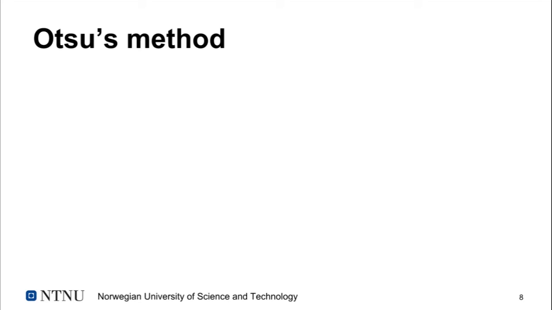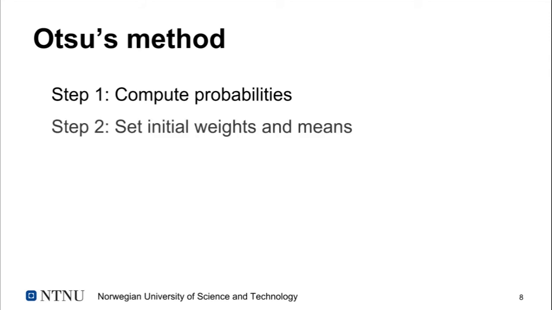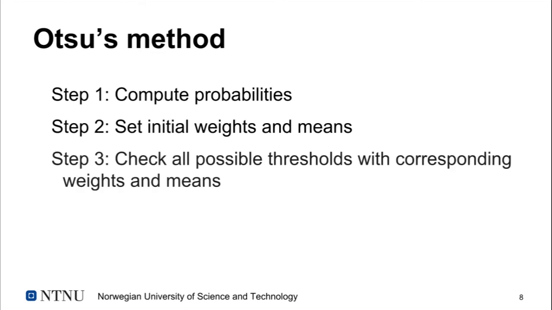The algorithm works the following way. Step 1. Compute the probabilities for each gray level. If an image of size 100 has 3 pixels with a gray level 2, then the probability for the level 2 is 3%. After setting the initial weights and means, we go through all the values on the grayscale and try out a new threshold, iteratively. Go from 0 to 255.